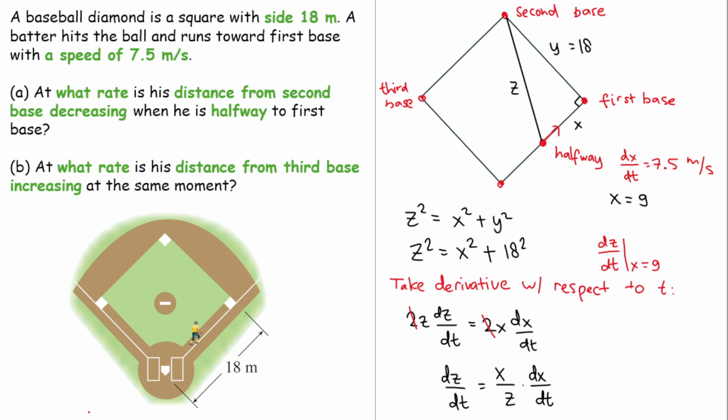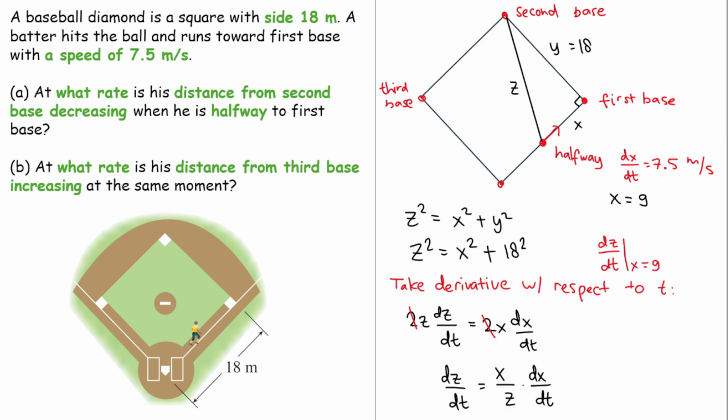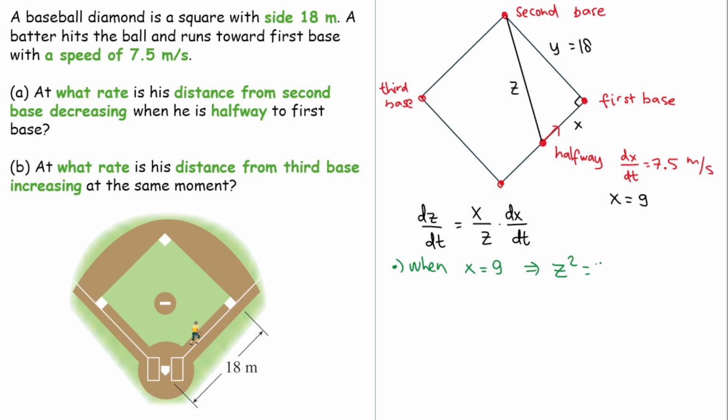Okay, let's do exactly that. Now we need to find out when x is equal to 9. Okay, we have the x. We also have the dx/dt. What we don't have is z. How to calculate z? We can use the Pythagorean theorem. Remember that z squared here is equal to x squared plus 18 squared, right? So we'll have x squared, which is 9 squared, and then plus 18 squared, right? Because y is 18, so we'll have 18 squared.